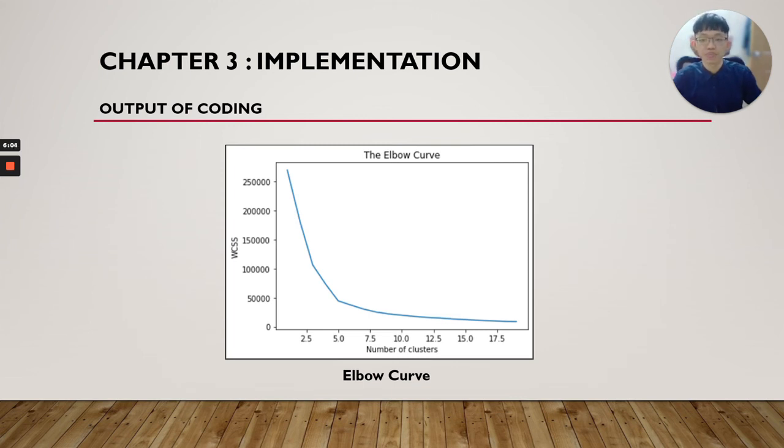Next is the output of the code for the elbow curve. From the elbow curve, we can see the value of the WCSS, which is the within-cluster sum of squares, becomes constant from 10 to 13 clusters. So the suitable number of clusters to use is 10, 11, 12, and 13 for a good clustering result.